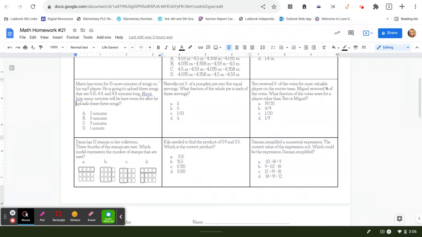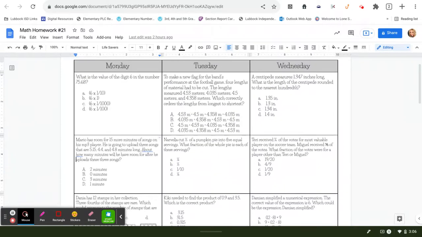Okay, on to Wednesday. A centipede measures 1 347 thousandths inches long. What is the length of the centipede rounded to the nearest hundredth? I think you guys can handle this one too, but I'll help you find the place value. 1 347 thousandths rounded to the nearest hundredth. Okay, so our hundredths place is here, which means everything in front of that is going to stay the same. Then you're going to look next door. 5 or greater, add one more. 4 or less, let it rest. Give it a try.